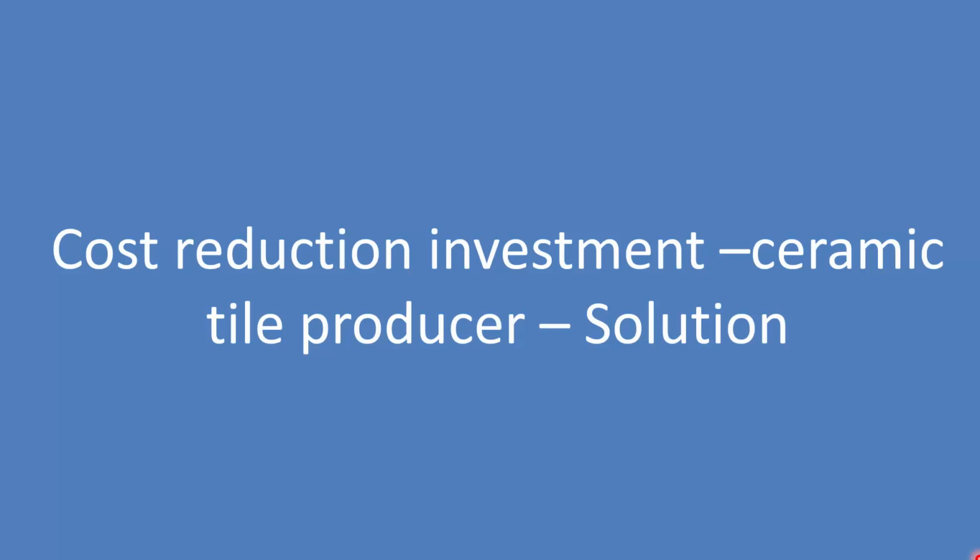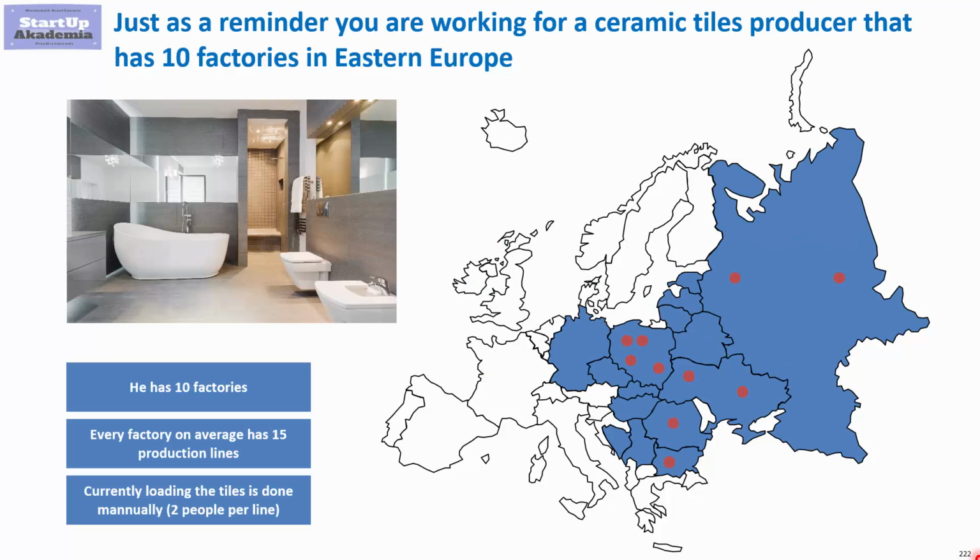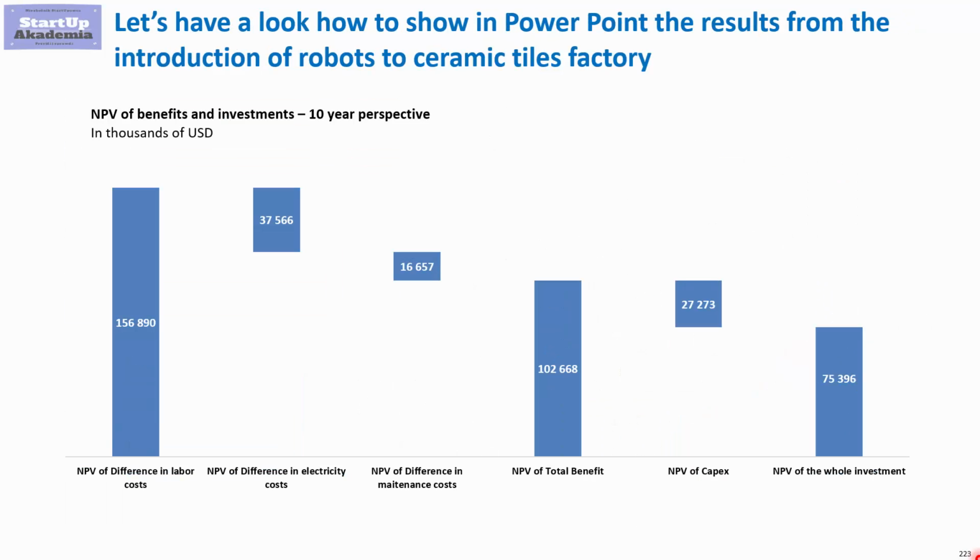Cost reduction investment, ceramic tile producer solution in PowerPoint. Just as a reminder, you are working for a ceramic tile producer that operates 10 factories in Eastern Europe. And each and every factory has 15 production lines. Your customer wants to automate the unloading of the finished products from production line to cartons, which is currently done manually. After we did the calculations in Excel, we can do the NPV decomposition.